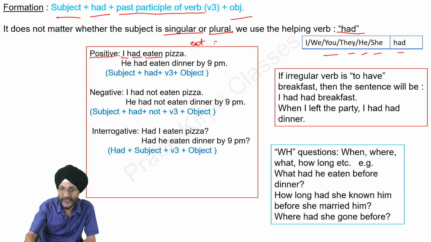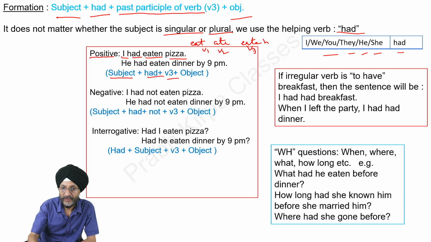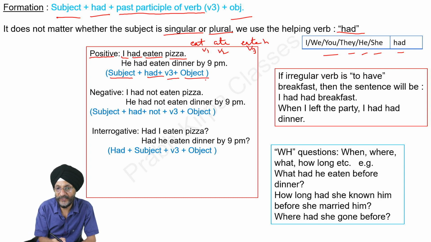Eat, ate, eaten. This is the first, this is the second, and this is the third form of the verb. Here we use the third form of the verb and pizza is the object. Next, he had eaten pizza. He had eaten dinner by 9 p.m. This is the formation of the positive form of the past perfect tense. First comes the subject, then had, then the third form of the verb, and then comes the object.